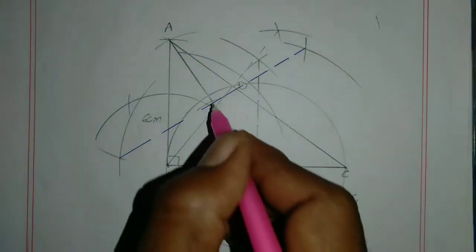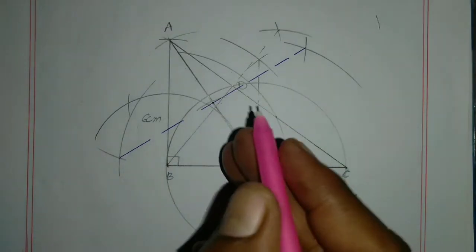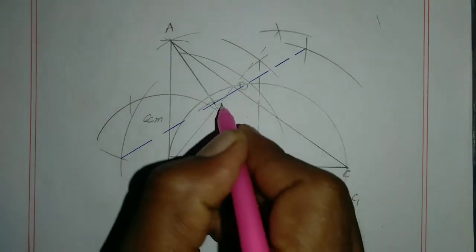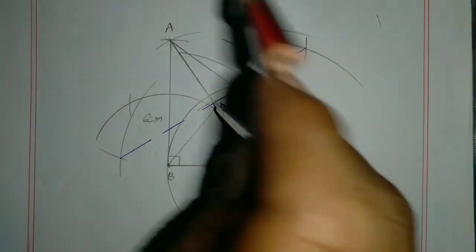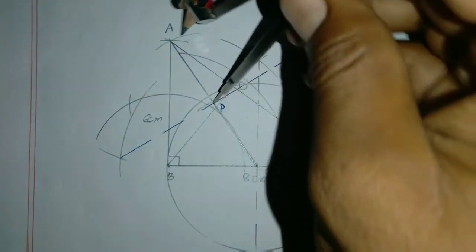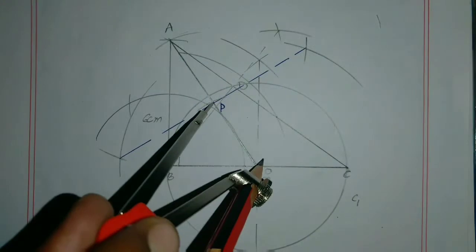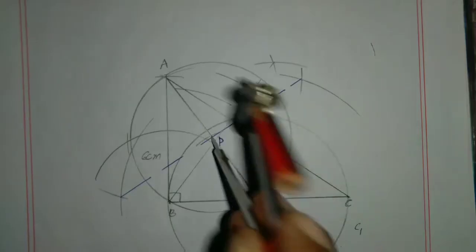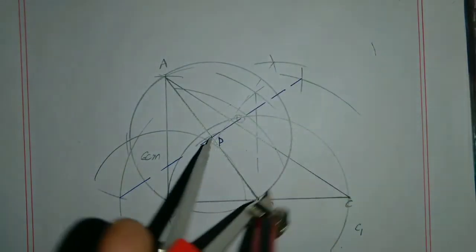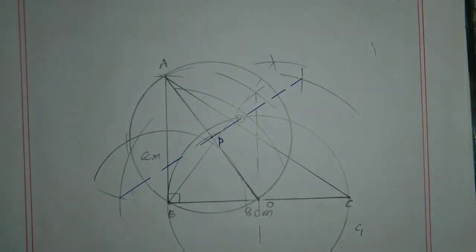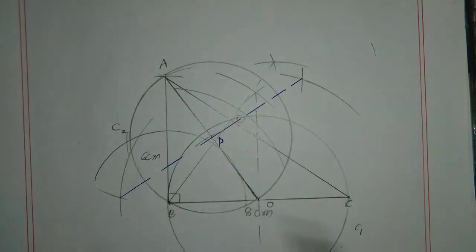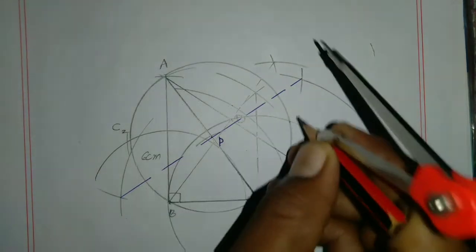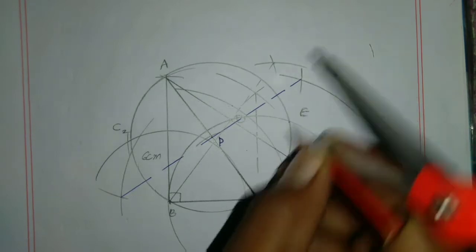So this line segment bisects AO at P, you can call. Next you can consider AP or AO as radius, then you can draw a C2 circle, considering P as center. Here where C1 and C2 intersect, you can call this one as E. This is E and this is B.